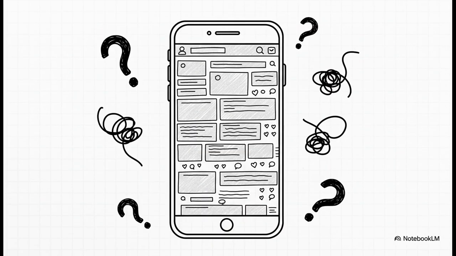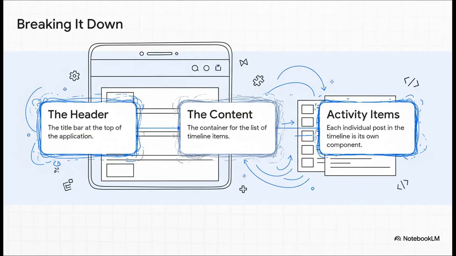Let's make this a little more real. Here's a pretty typical timeline view, just like what you'd see on any social media app. At first glance, it looks like one big, complicated thing, right? But with React, it's really not. When you look at this through the eyes of React, you start to see that it's actually just made up of smaller, nested components. You've got a header component right at the top. Then there's a content component that holds the whole feed. And inside that, each individual post is its very own activity item component. By breaking it down like this, a huge, intimidating interface suddenly becomes simple and totally manageable.